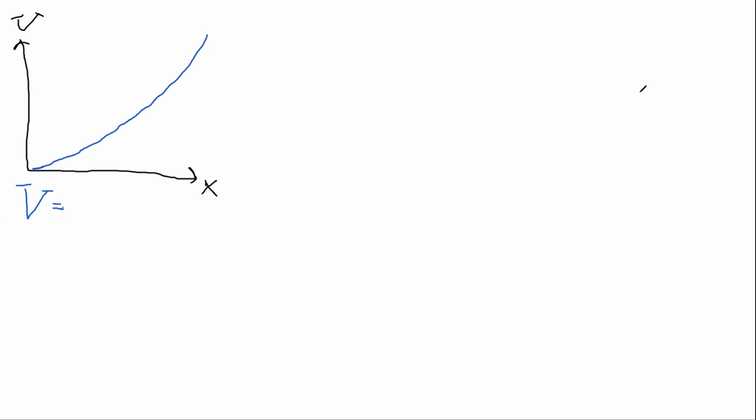Voltage equals 50 volts per meter squared times x squared. Okay, so that is our function for voltage. 50 volts per meter squared times x squared gives us our voltage, and what we want to do is find E, the electric field.